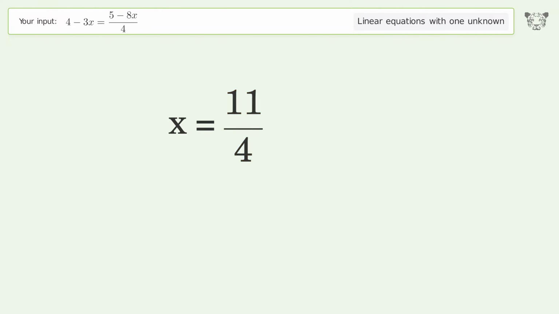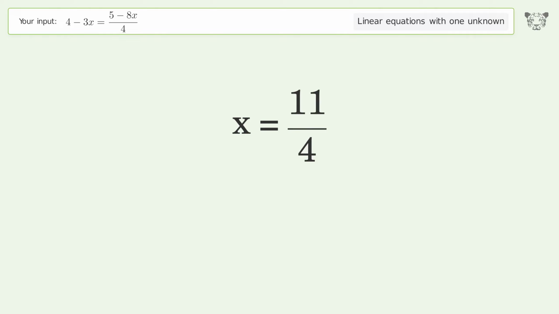And so the final result is x equals 11 over 4.